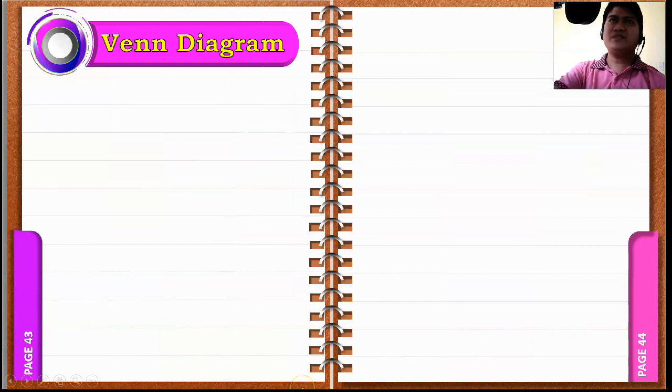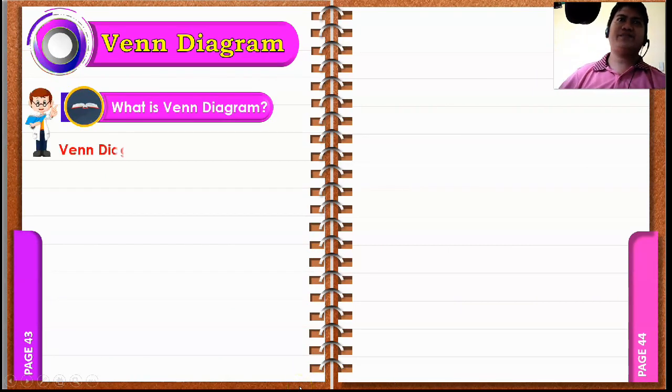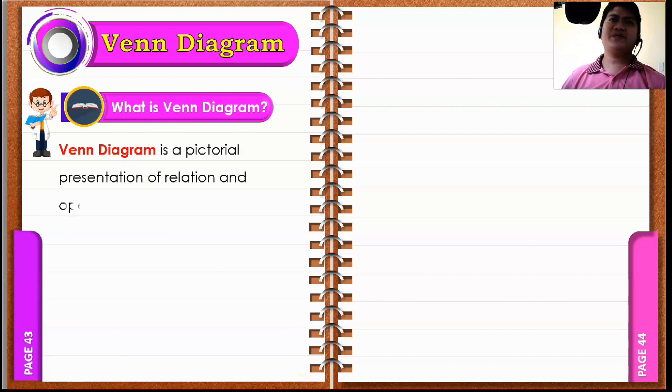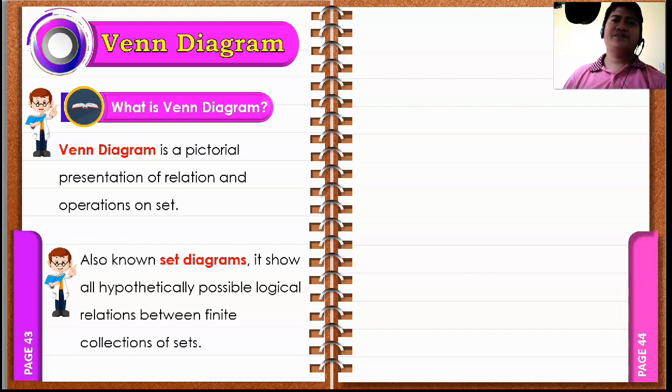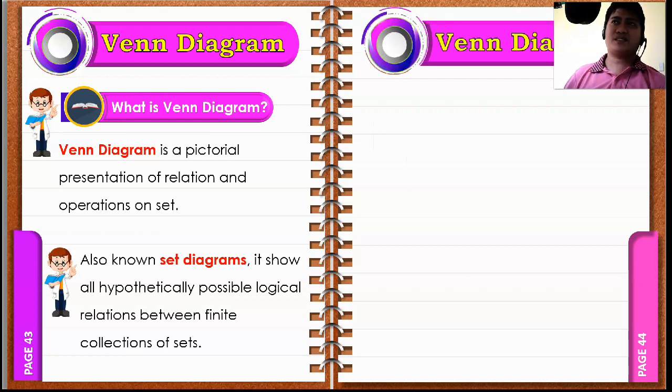Okay, now we have the Venn diagram. So what is a Venn diagram? A Venn diagram is a pictorial presentation of relations and operations in sets. It is also known as a set diagram, and it shows all hypothetically possible logical relationships between a finite collection of sets.